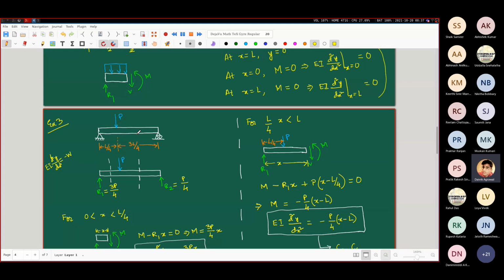Think for a few seconds, I'll give you a hint. So why can't we take it as 0 and then integrate? You want to take w equal to 0. Yes, sir. All right, and then what?